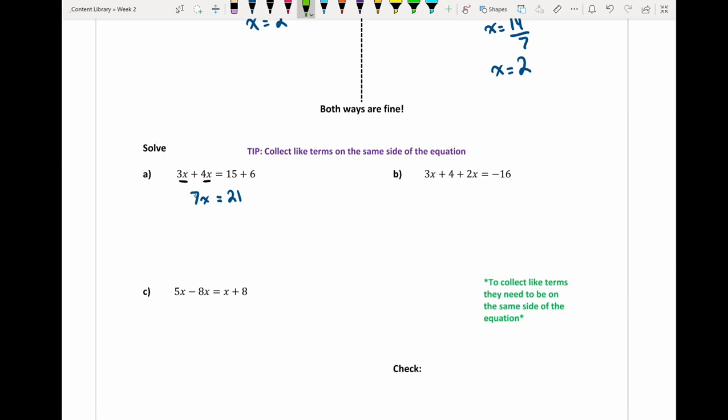To get rid of the multiplying by 7, I'm going to divide by 7. I'm going to balance it by doing it on both sides. It'll cancel out on the one side. And I have x equals 3. So that is my final answer.